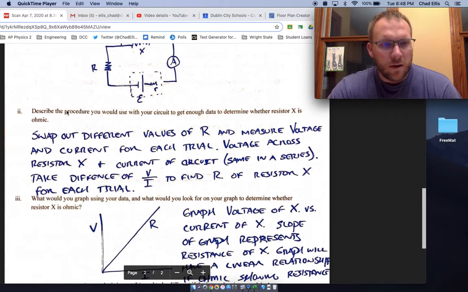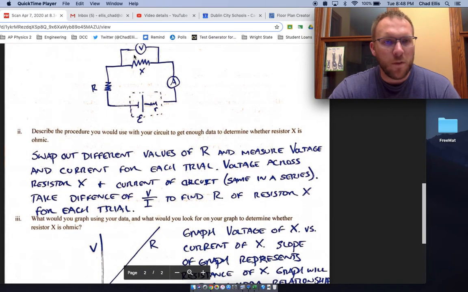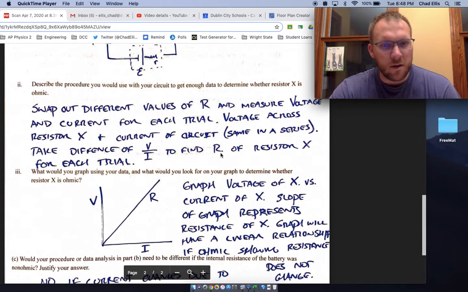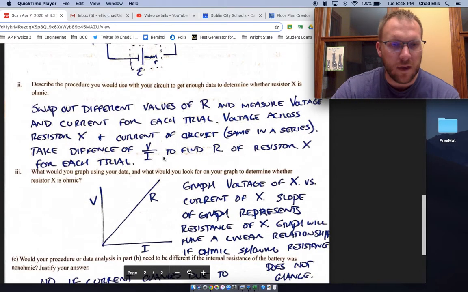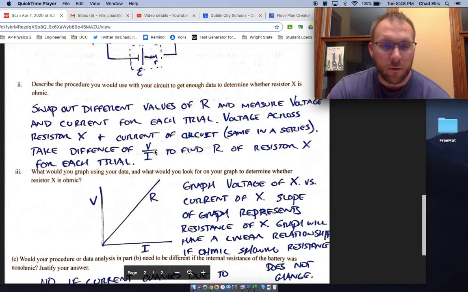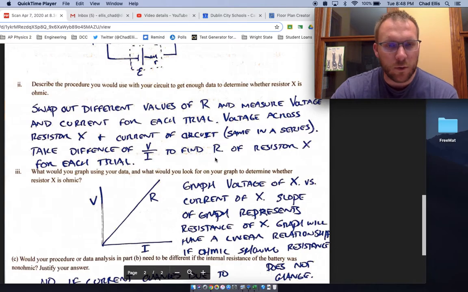What I can do then is swap out different values of R. That's going to determine a different current each time. With that, I'll get a different voltage here across resistor X, and I can then find V over I and see if it is ohmic. I'm trying to see, does that ratio of V over I, voltage over current, always equal the same value? If it is, then that is ohmic, right?